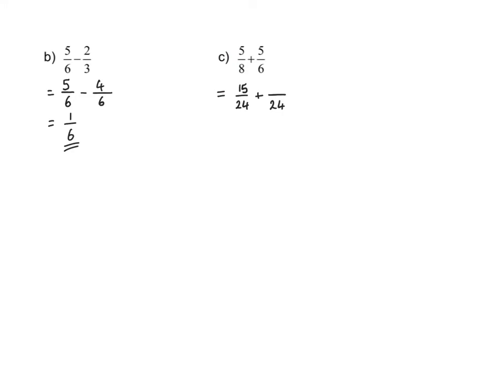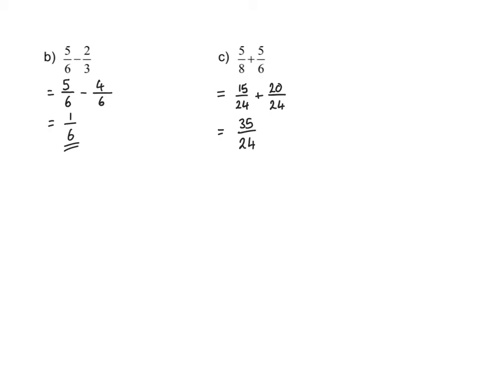What do I multiply 6 by to get 24? I have to multiply the bottom part here by 4. So I need to multiply the top part by 4. So 5 times 4 is 20. And again, I can add those together. Now 15 plus 20 is 35 out of 24.